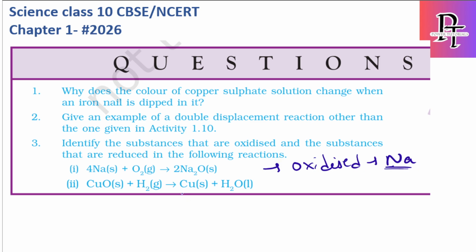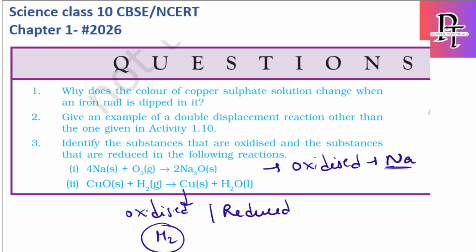Okay, what about the second one? In this reaction, oxidation and reduction are both happening. Hydrogen is getting oxidized. We can see hydrogen is gaining oxygen to form H2O. What is getting reduced? CuO is getting reduced because oxygen from that copper oxide is getting removed, so it is reduced to form copper. So in this reaction we have both: one is getting oxidized, the other is getting reduced. Whereas in the previous reaction only sodium is getting oxidized.